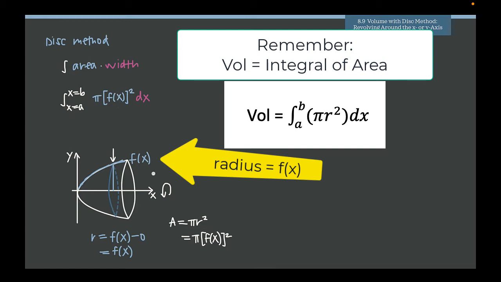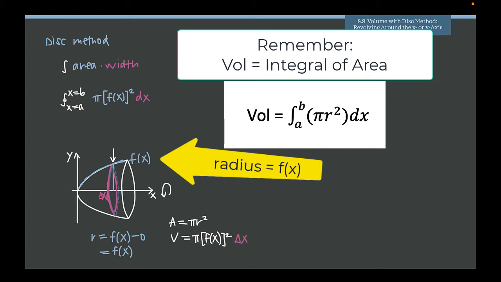And then if we want to give that disk a little bit of width to make it an infinitely thin slice, then we just think about adding a little bit of width here to that disk, and that width is delta x. Now we have a three-dimensional disk that has just a tiny bit of width to it. And so if we multiply this here by delta x, this gives us now the volume of one of the cross sections, of one of the disks. And so in order to find the volume of the entire figure, we integrate this value.